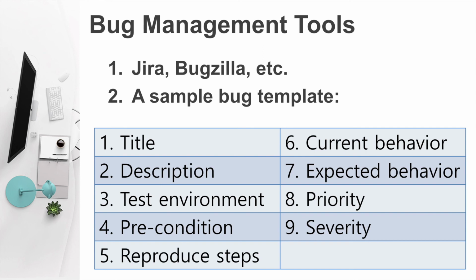Finally, you need to specify the priority of this bug. Is this an urgent bug or it can be resolved later compared to other higher priority bugs? Also, a severity of this bug is required. It's used to describe the impact of this bug to your product. If the impact is high, the severity needs to be set to high.